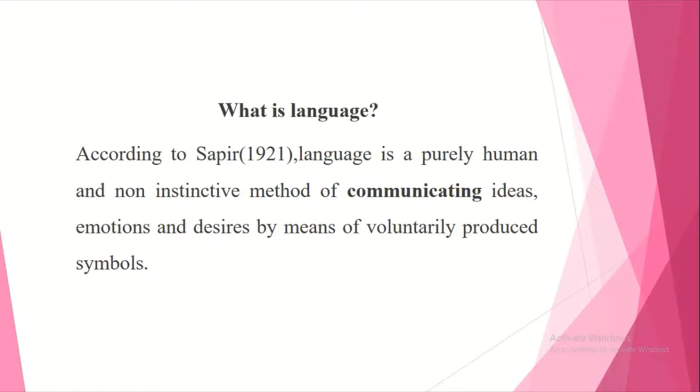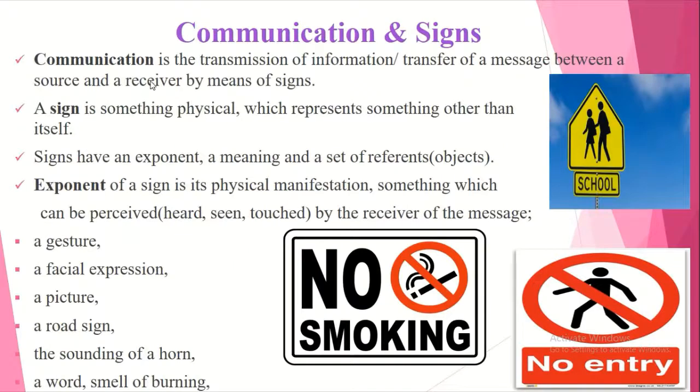What is language? According to Sapir, language is a purely human and non-instinctive method of communicating ideas, emotions, and desires by means of voluntarily produced symbols. In this lecture, we will talk about communication, symbols, and signs. Communication is the transmission of information or the transfer of a message between a source and a receiver by means of signs. And a sign is something physical which represents something other than itself.